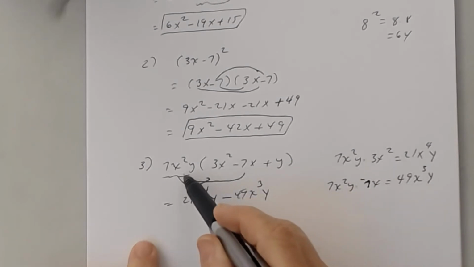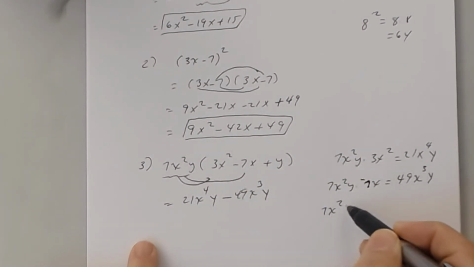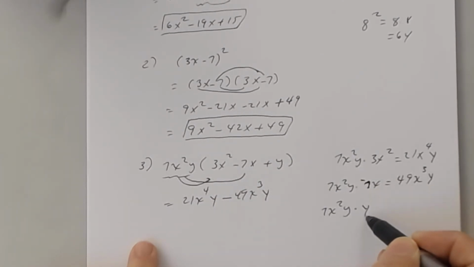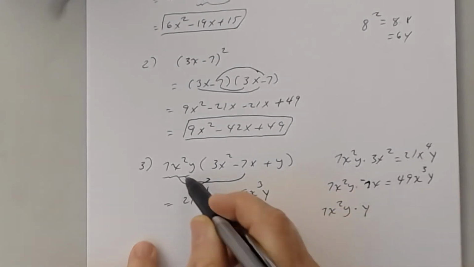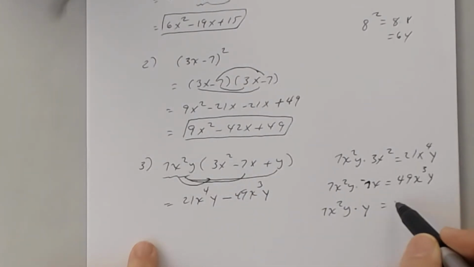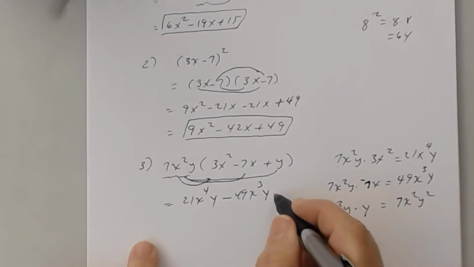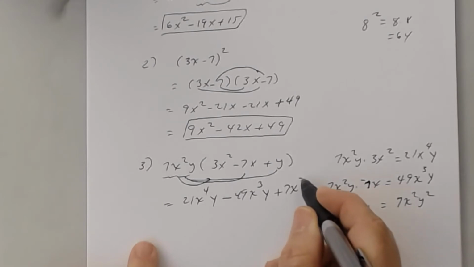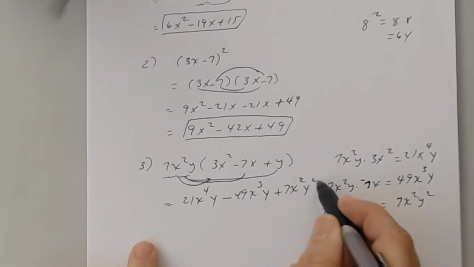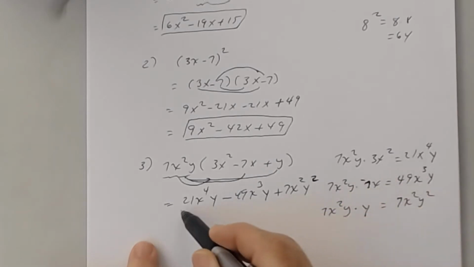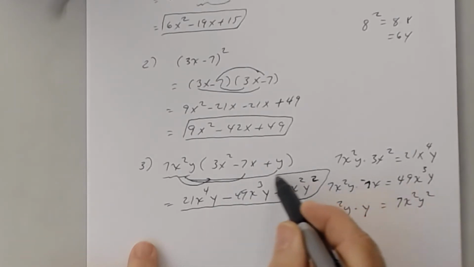And then 7x squared y times a positive y. This times this now. What does that give you? 7x squared y squared, because y times y is y squared. Okay? And there are no terms you can combine.